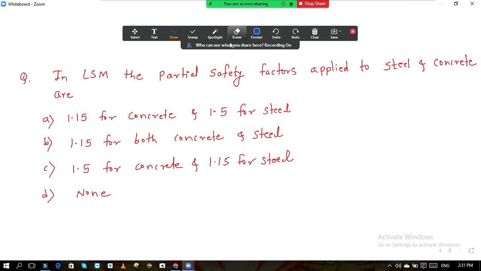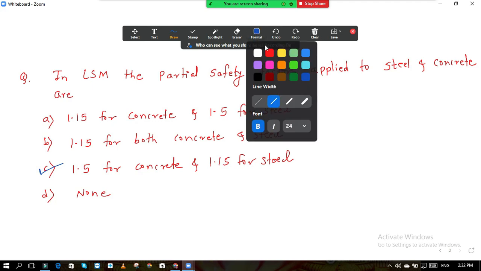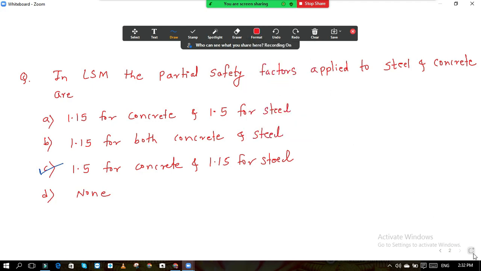So what will be the answer of this question? It is a very easy question. I am expecting an answer from your side. What is the answer of this? The answer is C. Okay, 1.5 for concrete and 1.15 for steel. So the next question.